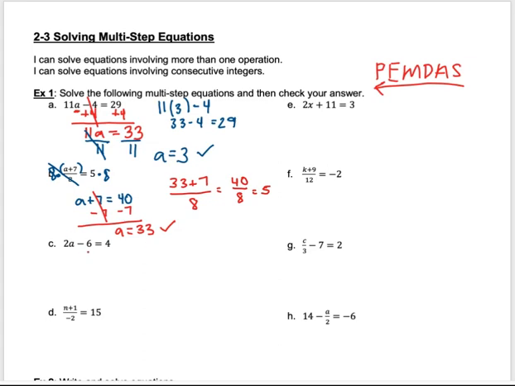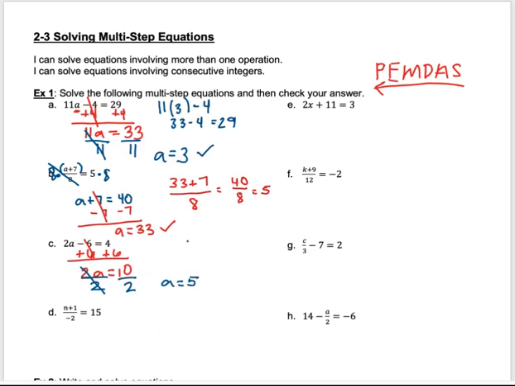Part C, again, order of operations backwards, so I have addition and subtraction first. So I'm going to get rid of the subtraction by adding 6. What I do to one side, I have to do to the other. So I get 2a equals 10. Now I still have a 2 attached to this a, so now I want to do the opposite. I was multiplying, now I'm going to divide both sides by 2. And I get a equals 5.